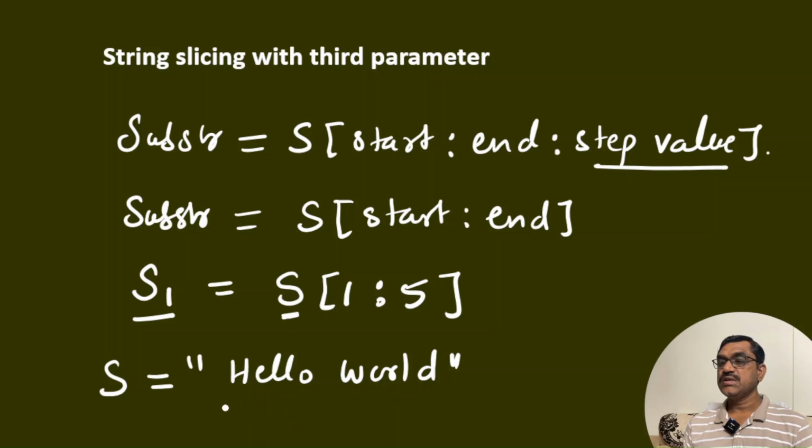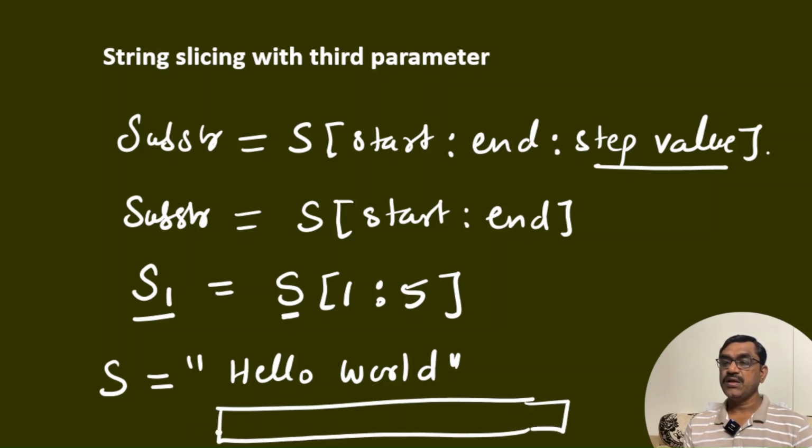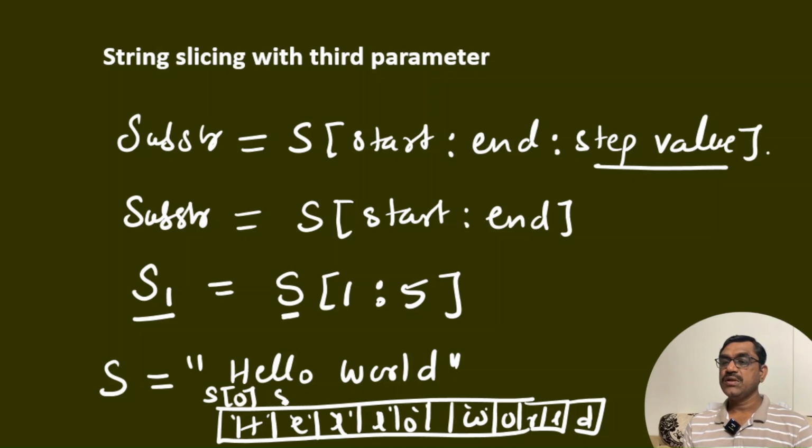How is it internally represented? We know that the string is stored in the form of an array. The first character is H, second one is E, L, L, O, space. Next, W, O, R, L, and this is D. Each character is enclosed in single quotes. This we already know. The first character is indexed by s of 0, and this is s of 1, and so on. This we have already discussed.